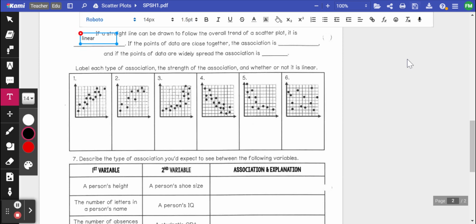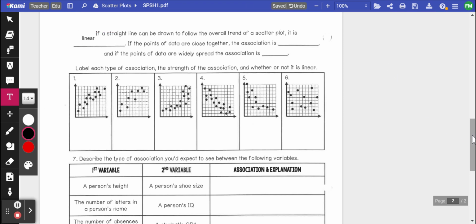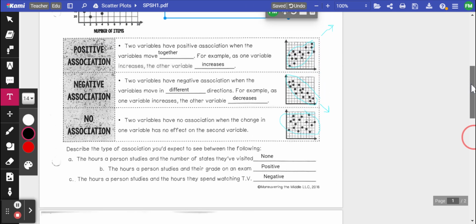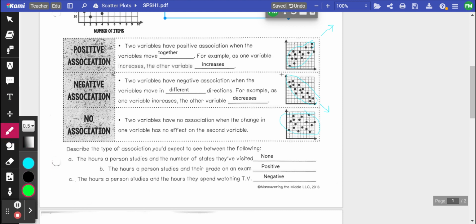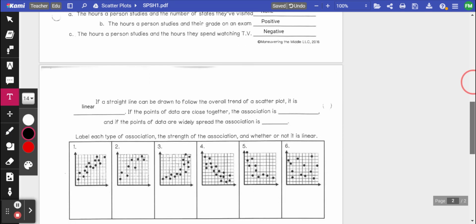Okay. And let me show you what we're talking about by linear. If we look up here, especially this one right here, notice how I could come in and I could draw a line. Here I circled it originally. Now I'm going to draw a line through it. That would be a good example of linear.